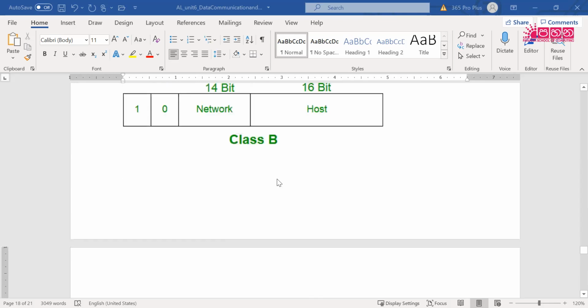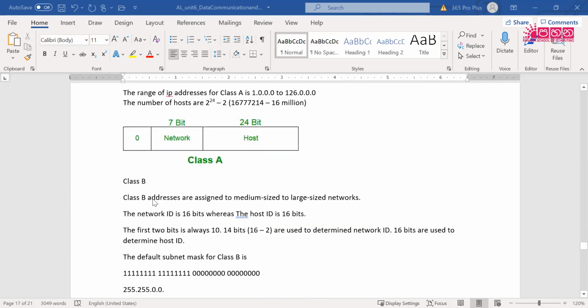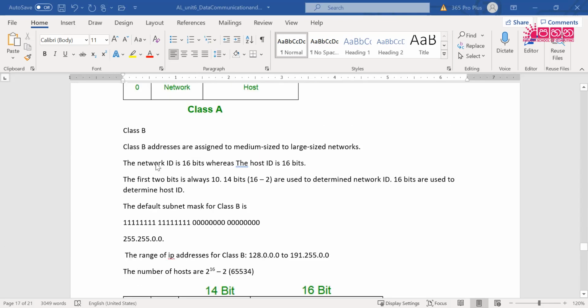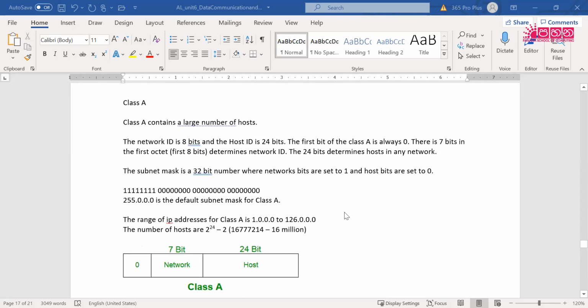I don't know whether I have mentioned this for the earlier one. Oh, yes, I said, right? So the class B, we said it's for medium to large size. Class C for the large size network. We didn't mention it like that, right? So let's start with that one.